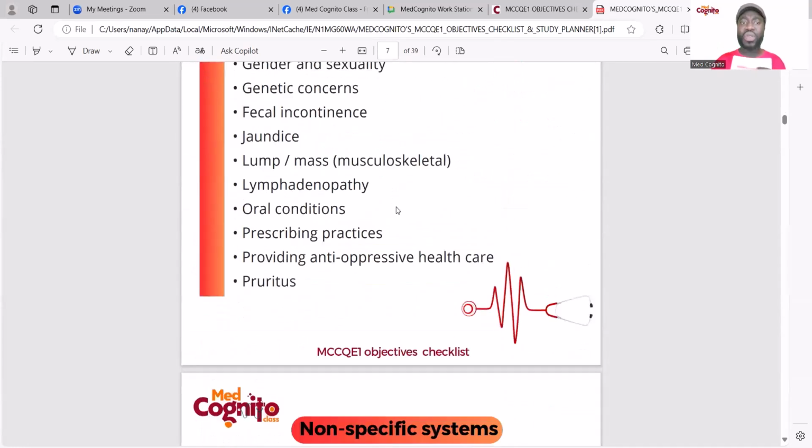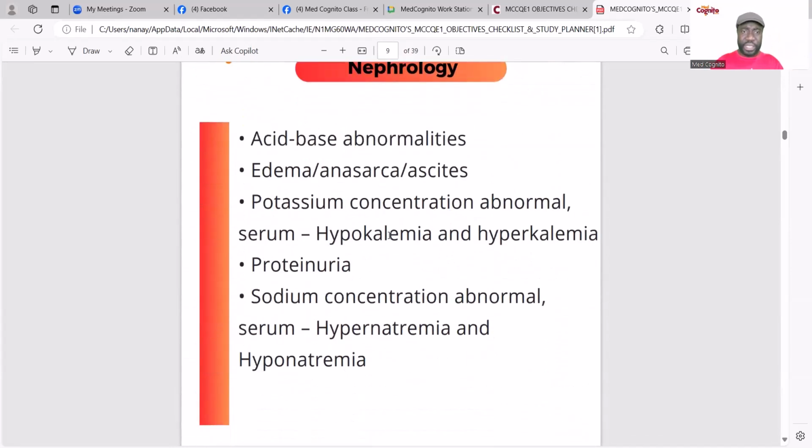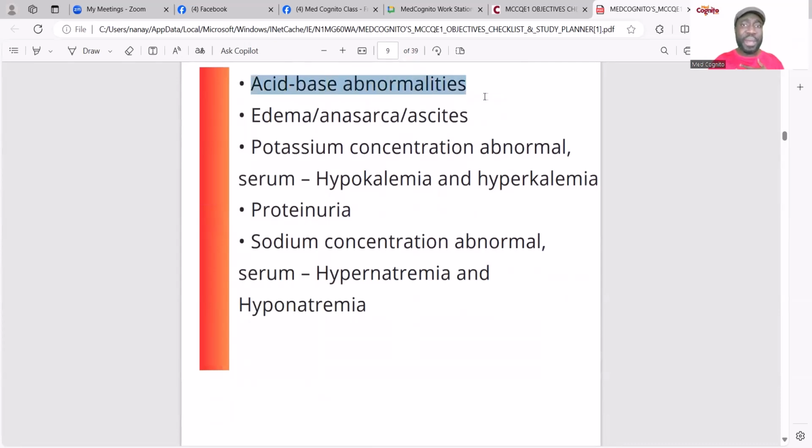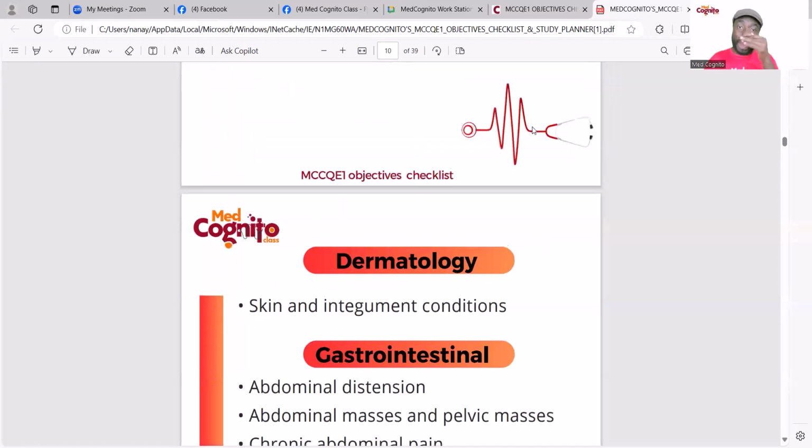So they are also here like oral conditions. That's where you meet aphthous ulcers and oral cancer and all those things. Then prescribing practices. And then you go on to nephrology. So that's why the last time we did acid-base balance, this is where you see hypokalemia, hyperkalemia, ECG interpretation, and all those things. Then you can come down to dermatology.